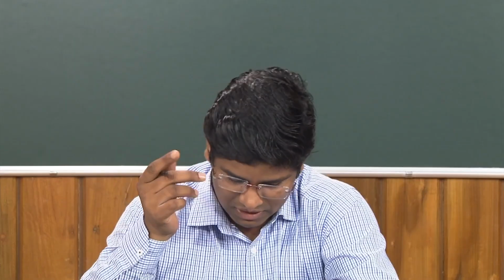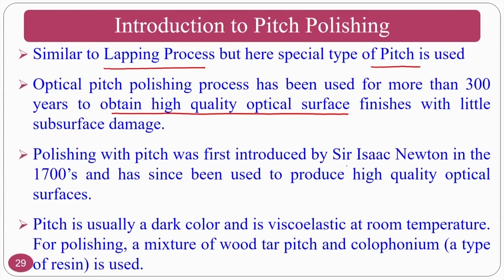Pitch was first introduced by Sir Isaac Newton in the 1700s and has since been used in high quality optical surface finishing applications. Pitch is usually dark in color, and is viscoelastic at room temperature. Okay, it will have a viscous component and an elastic component. The viscous component can help you in moving along the direction of motion that is given by the external source. At the same time, the elastic component will try to move perpendicular to it so that you can get the finishing.